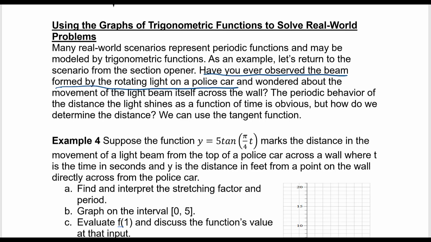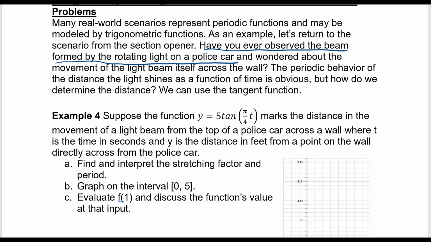They don't really have those anymore. Now they're kind of flashing lights. Strobe lights get people's attention more, but if you watch a movie, they might have the spinning light on top of the car. I wondered about the movement of the light beam itself across the wall. So the periodic behavior of the distance the light shines as a function of time is obvious. How do we determine the distance?